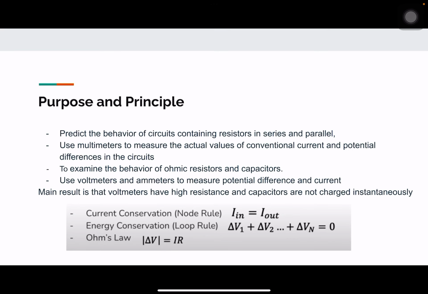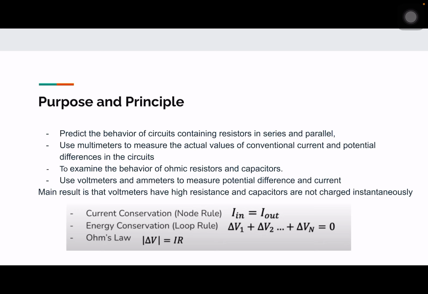In this lab, the purpose and principles are to predict the behavior of circuits containing resistors in series and parallel, to use multimeters to measure the actual conventional current and potential differences in a circuit, to use voltmeters and ammeters to measure the potential difference and current, and to examine the behavior of ohmic resistors and capacitors. The principles in this lab are the node rule, the loop rule, and Ohm's law.